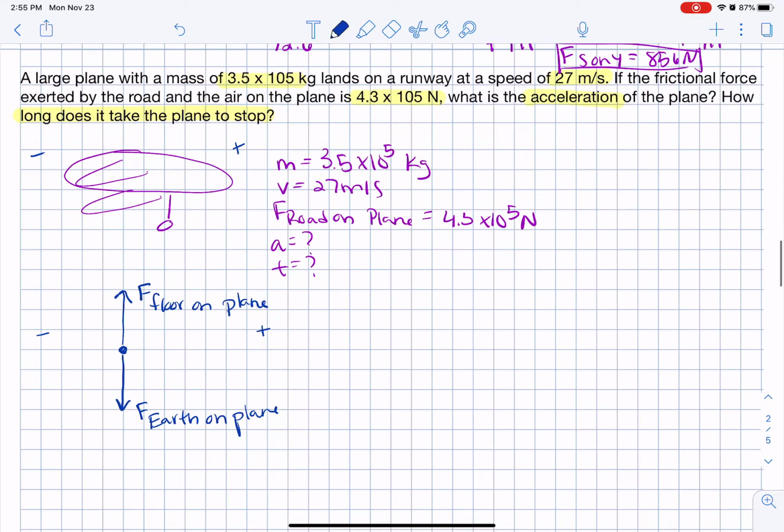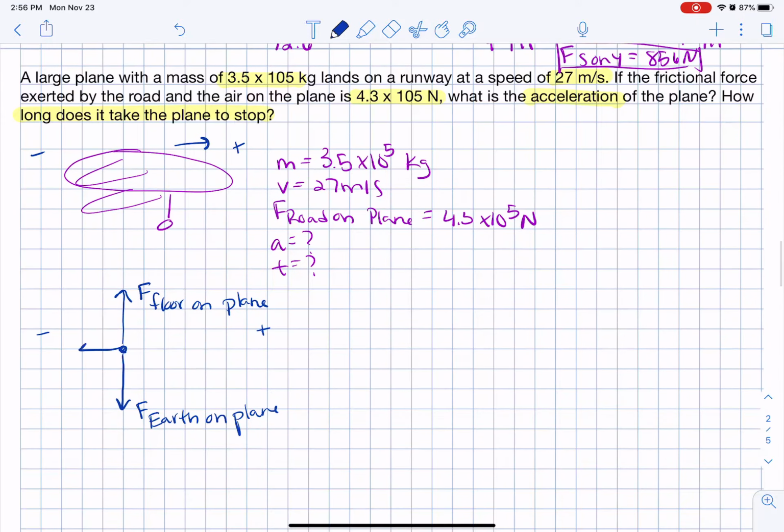So it says here that the frictional force is similar to resistive force. That means it's resisting the motion. So if our plane is moving in the positive direction, our frictional force has to be in the negative direction. So we have force of the road on the plane is that frictional force that's stopping it.